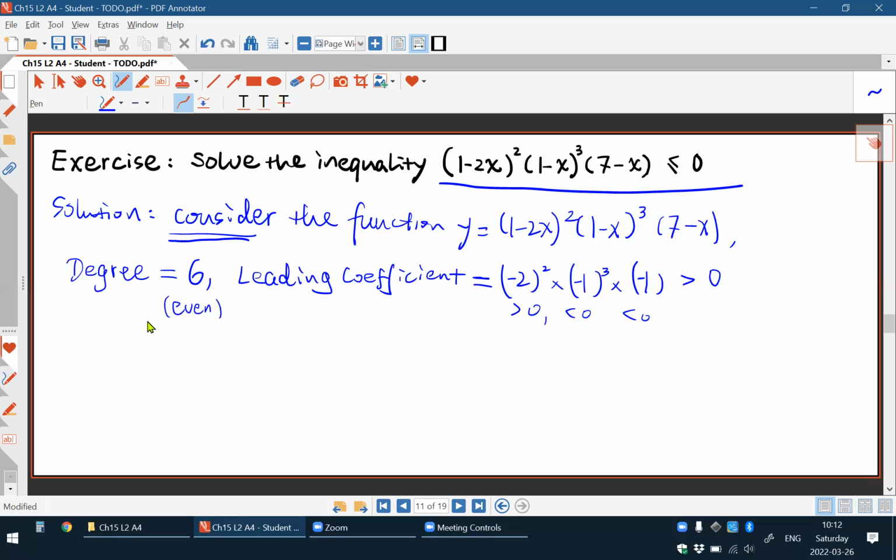Okay, 6 is an even number. Then you can refer to that sheet. If it's an even degree and the leading coefficient is positive, then it will go actually this way, right? And the behavior will be like this. Then you need to consider the behavior in the middle. That depends on the zeros and their orders. And let's consider the zeros and their orders.